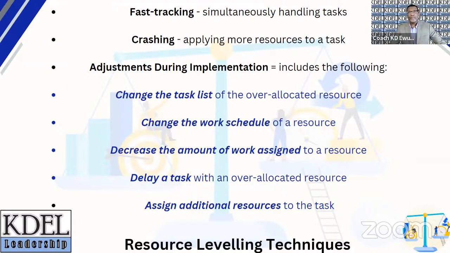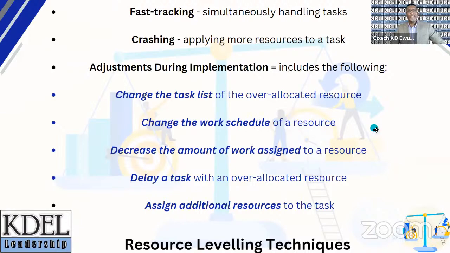You can also delay a task that's been assigned to an over-allocated resource person, especially if there's a slack on it, 2 or 3 weeks, 4 weeks. You can delay it for 2 or 3 weeks, give them time to finish another task, and then get back to that original task. Or you can just assign additional resource persons to the task.